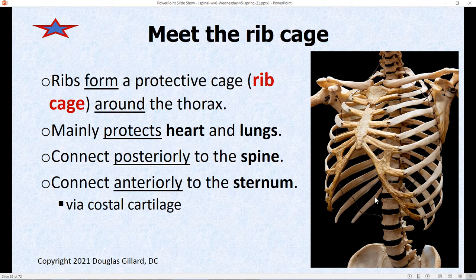Anyway, you can see the floating ribs. There's rib 12 right down there, the bottom one. There's rib 11. What do they connect to?